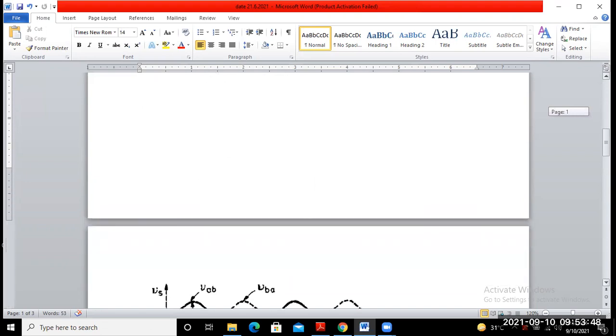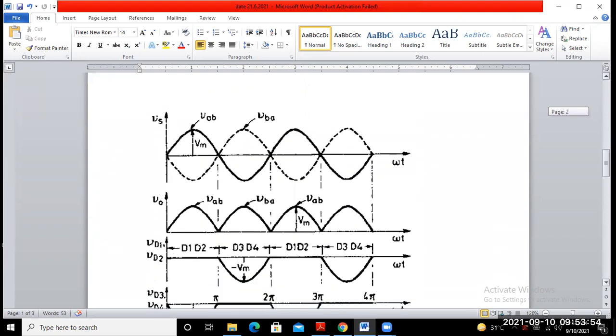So during 0 to pi, the voltage across the diodes D1 and D2 is 0. You may see in the third waveform, the voltage across the diodes D1 and D2 from 0 to pi: the diodes are in forward bias, that means conduction mode, so the voltage across D1 and D2 is 0. That means it's just like a closed switch. So the voltage across the diode is 0.